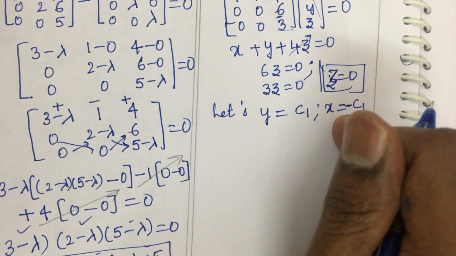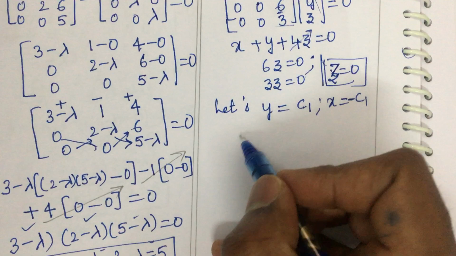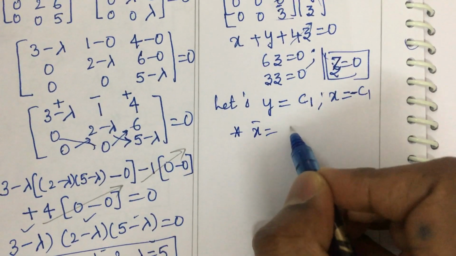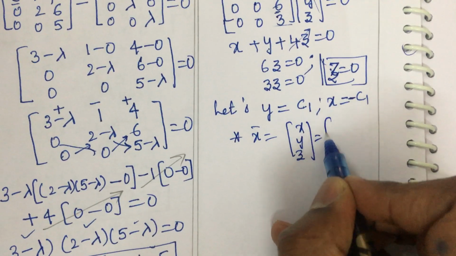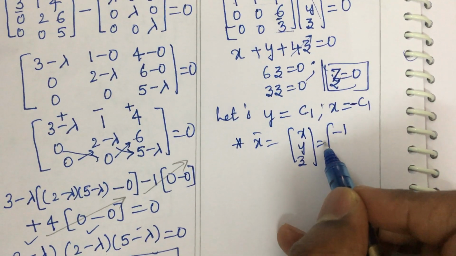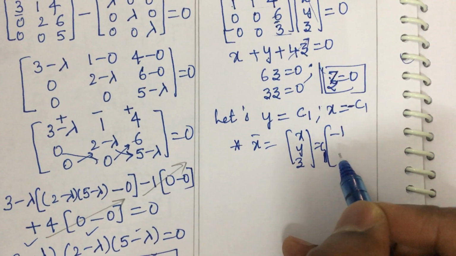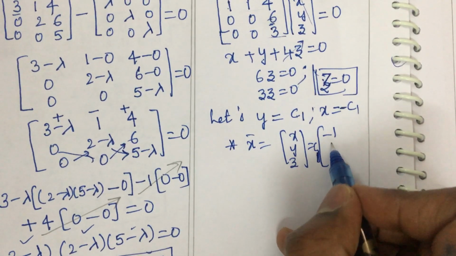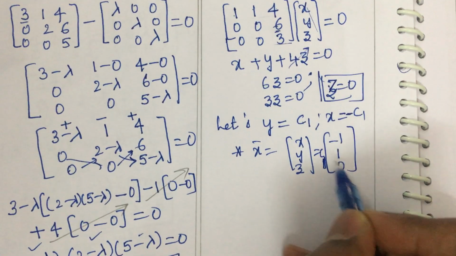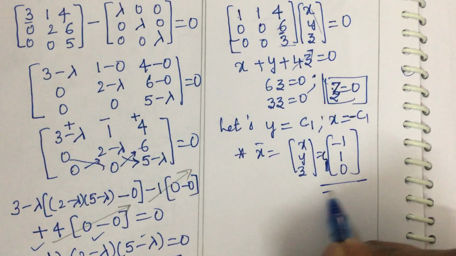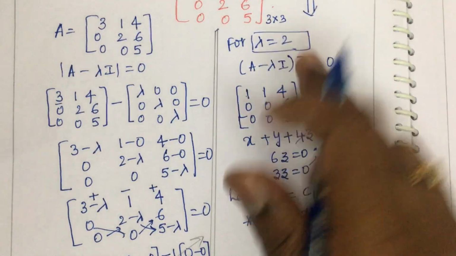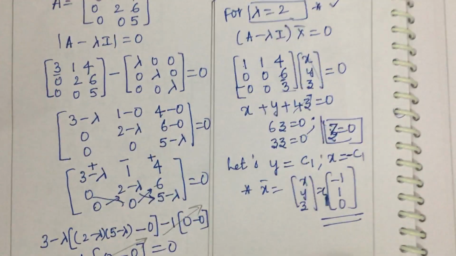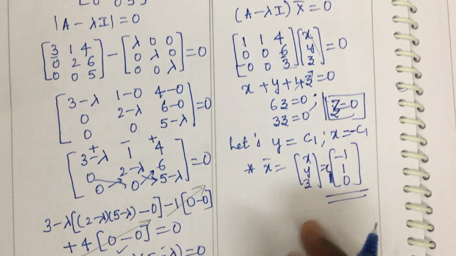So when you substitute this in the form of a matrix, this is all about x, y, z. So this is nothing but -1, 1 and 0, if I take C1 common out. So these are nothing but the eigenvectors for lambda equals 2, dear students. For the value lambda equals 2, you are supposed to work out this.